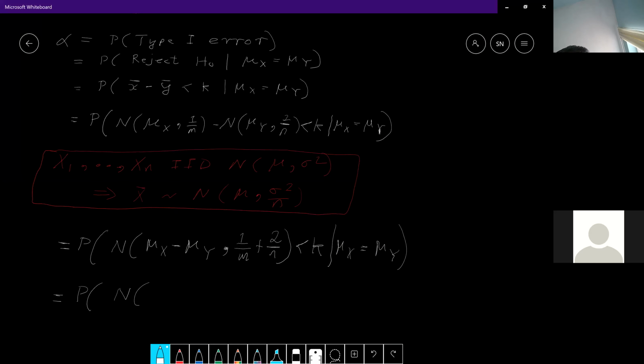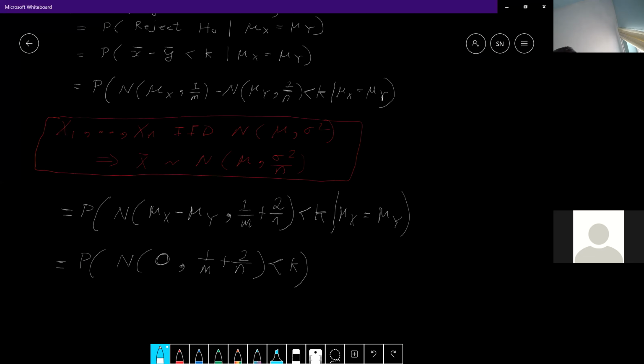All right, now because mu x is equal to mu y, this must be the probability that a normal variable with 0 mean and variance 1 over m plus 2 over n is less than k. Now we don't need the conditioning anymore because we have used the conditioning that mu x equals mu y. So we don't need to keep it anymore. That's why I remove the conditioning in this step, because we have used it.